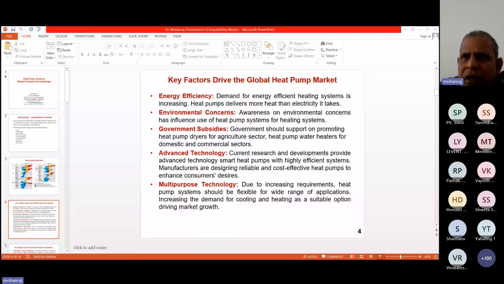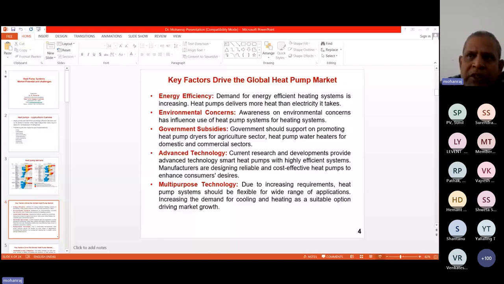Such advanced technology, such advanced information should be implemented and promoted to reach the customers, to improve the heat pump demand in the country, and also for multi-purpose technology. So we are planning to have heat pumps with 2-3 functions, for example, air heating, air cooling, and also water heating, water cooling. So we should provide such multi-purpose options. Even in China, heat pumps are available with 3-4 functions.